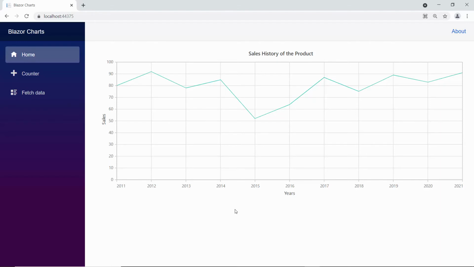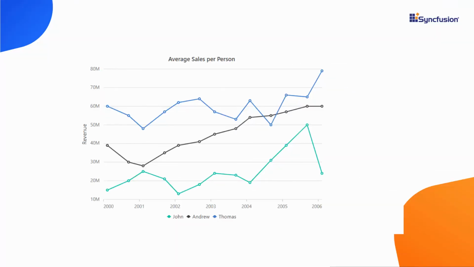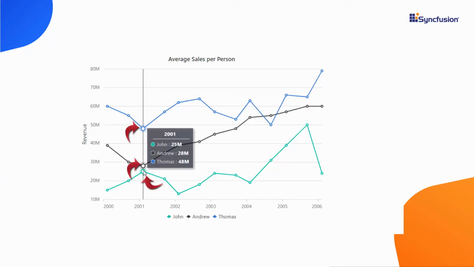Finally, I am going to show you how to enable the trackball in Blazor charts to easily track the nearest data points to my mouse hover position. Before that, let's see a simple example where a line series chart shows the sales information of 3 persons. Here, if I want to track or compare the sales values of each person, I make use of this trackball marker to have a clear and accurate tracking of the closest data points and display its information in a tooltip.